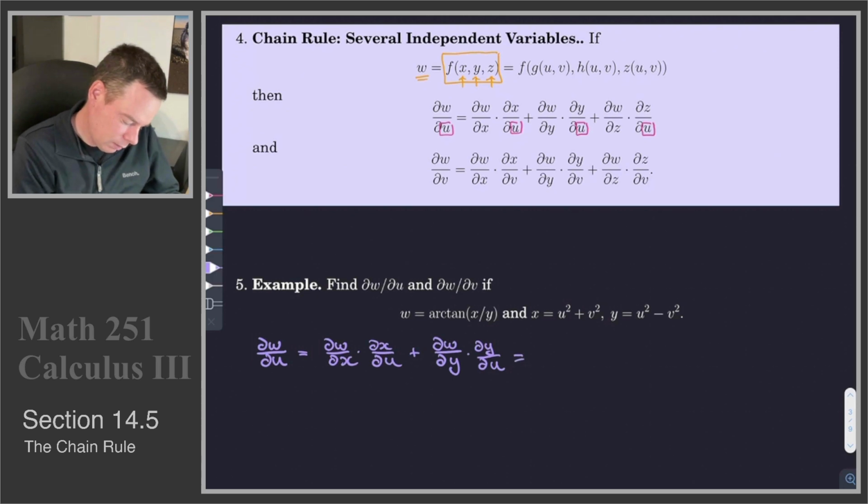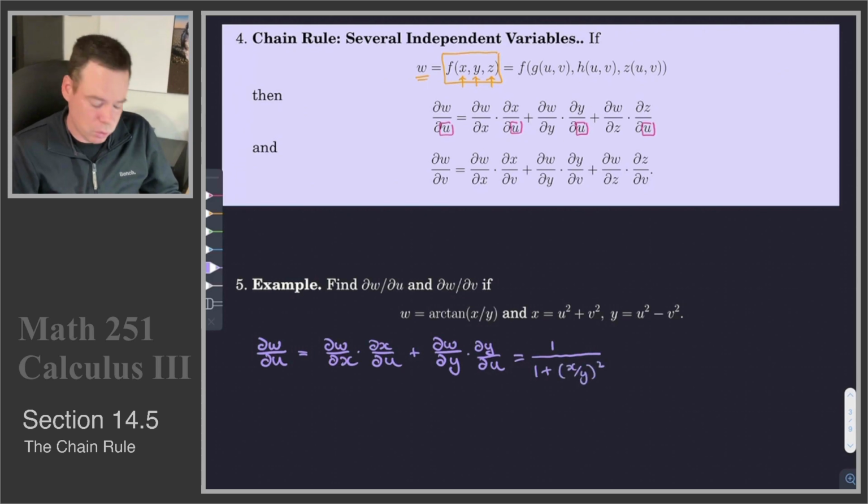And dw/dx, so this is the derivative of arctan(x/y) with respect to x. So that's 1 over 1 plus (x/y) all squared, times the derivative of the inside, the x over y, with respect to x. So we're just thinking of this as a function of a single variable, x, where y is a constant. That's the idea of taking these partial derivatives.